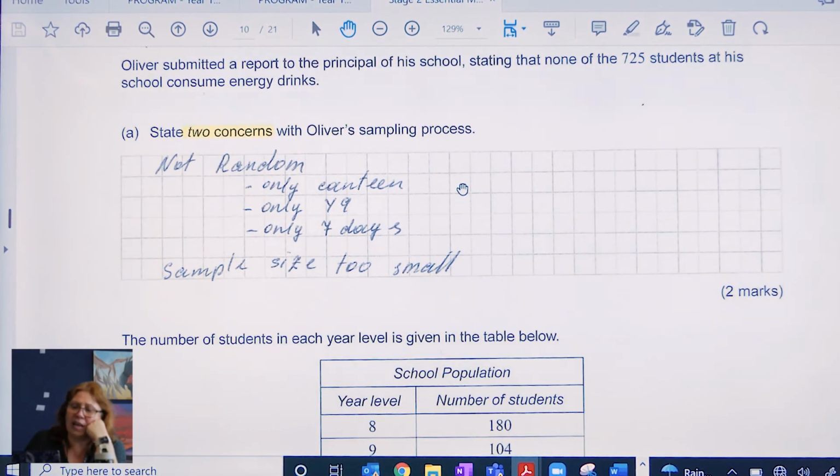Here they ask for 2 concerns. It's just 2 concerns. It's not explaining, not discussing them. If they discuss, it's a bonus point. Unfortunately, we can't give bonus marks there, but well done. Normally for the 2 concerns, it's only the canteen, only year 9s, only 7 days. The sample size is too small.